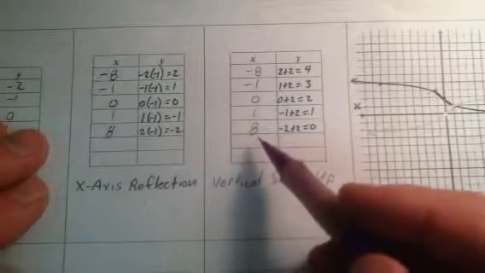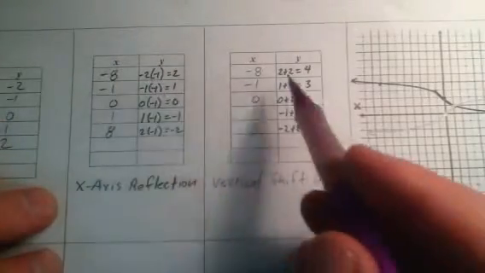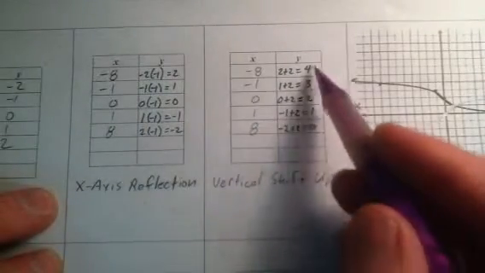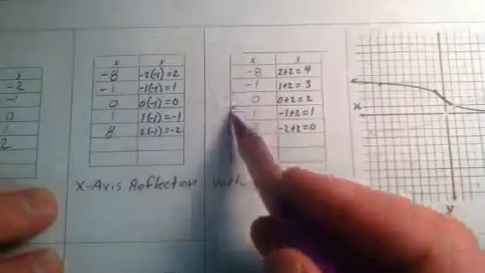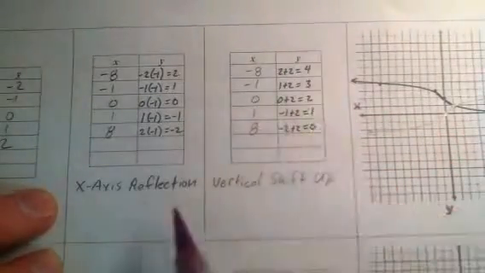X values in this particular problem don't have any transformation, so I'm going to take this t-table and add 2 to all those y values. This is my final t-table. There's my x values, there's my y values.